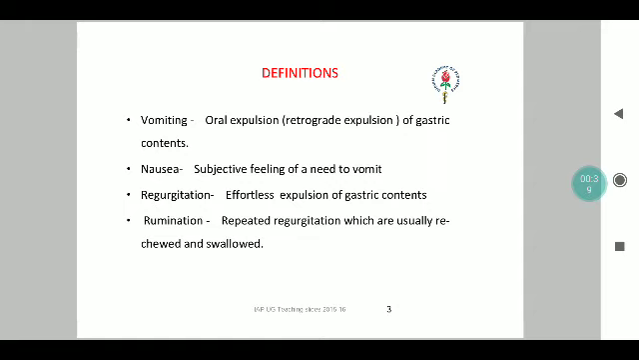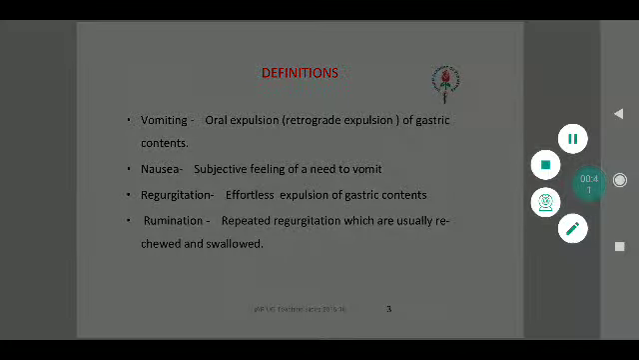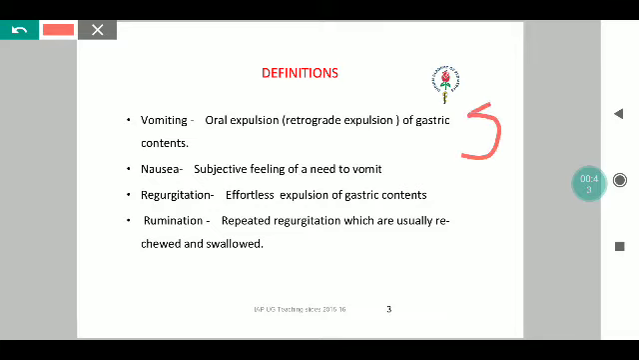Nausea is defined as a subjective feeling of a need to vomit. In general terms, nausea precedes vomiting. Regurgitation is the effortless expulsion of gastric contents, and rumination is the repeated regurgitation, which is usually because of rechewing and swallowing.